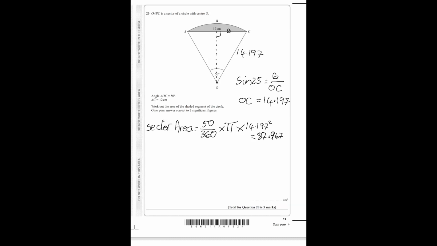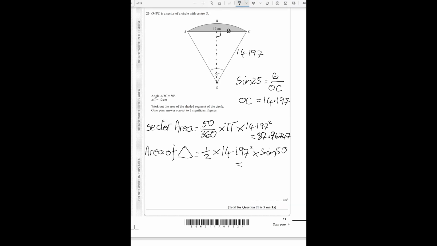87.94747 actually. Okay, so that's the sector area. So now if we work out the area of the triangle, and then we just take the area of the triangle away from the area of the sector. So I'm going to do half AB sine C. So I've got half times, right, that's actually the same on both, so 14.197 squared, so I'm going to times it by itself, times by sine of 50. Tap that into my calculator, I get 77.19997, and then basically I just want the difference between them.